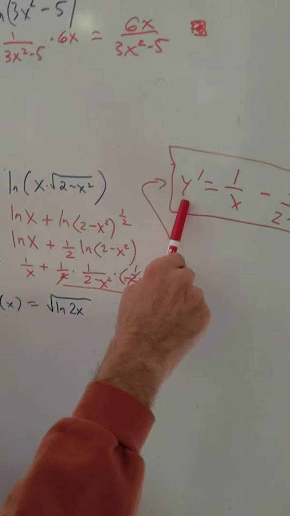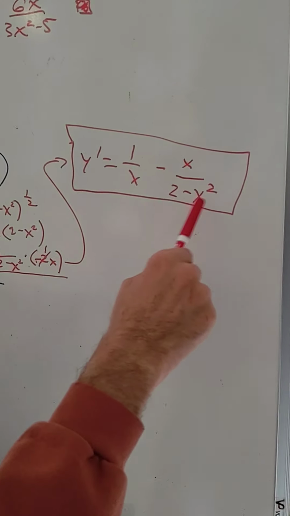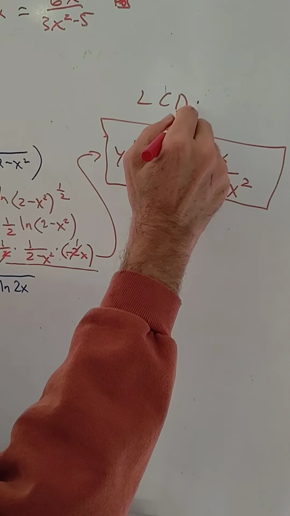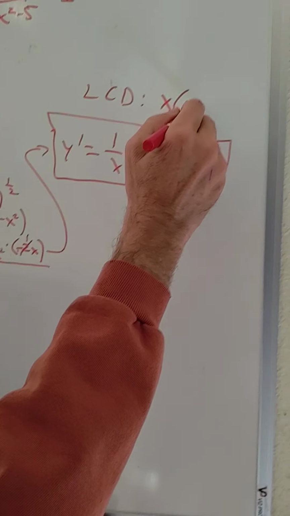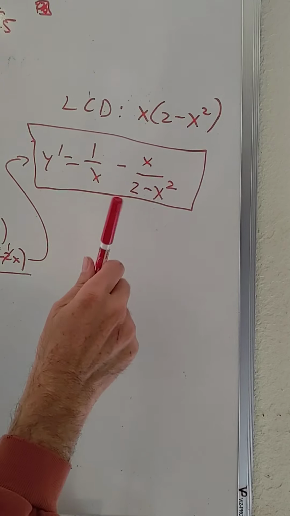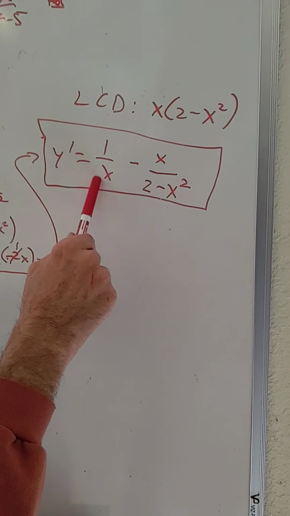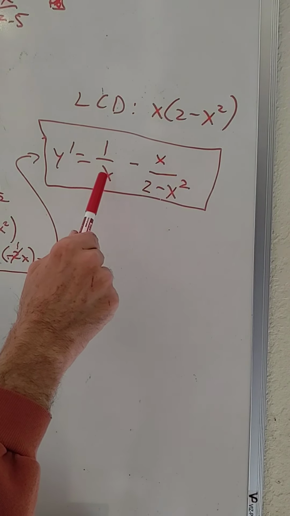But if WebAssign wants completely simplified, you would just have to get a common denominator. So I'll just for fun write what the LCD would be. It's the product of the denominators. So this fraction here, you'd have to multiply by x over x. This fraction here, you'd have to multiply by 2 minus x squared over 2 minus x squared.